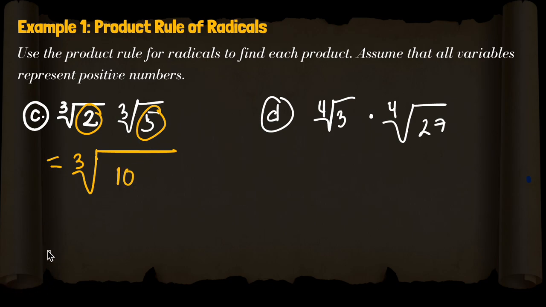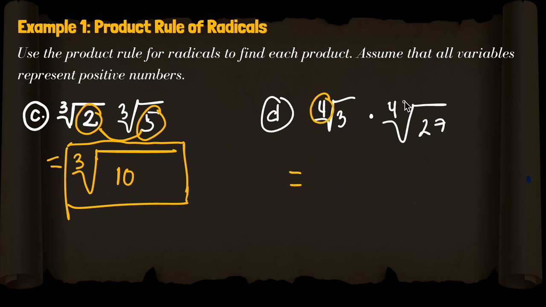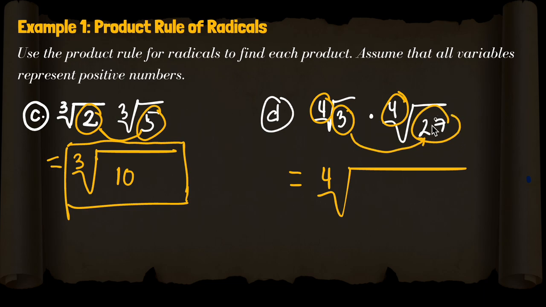Right? So, if we can simplify this, then we can simplify this. If it's not, then ito na yung final answer natin. Okay? Next, fourth root of 3 times fourth root of 27. As you can see, we have the same index. Okay? Yun yung requirement. Kapag parehas yung index, then pwede mo silang isulat as the same radical sign or symbol. Then yung 3 times 27, no, we can simplify 3 times 27, that is 81.